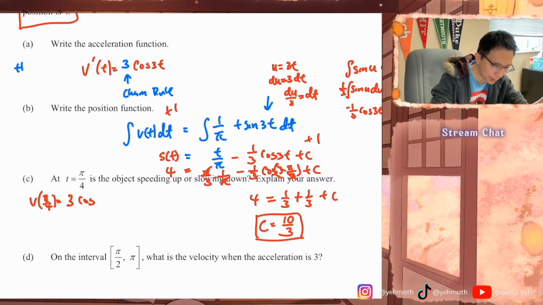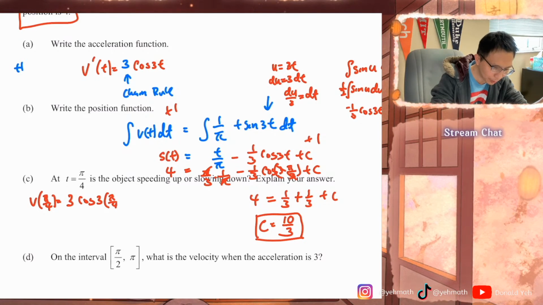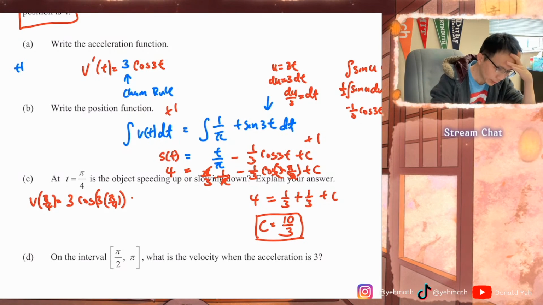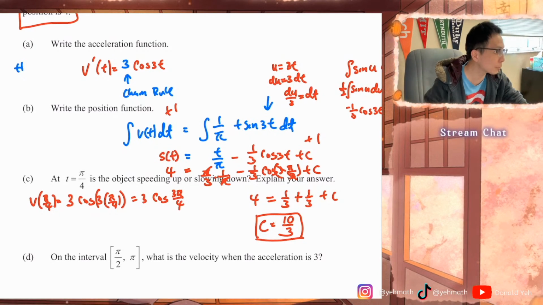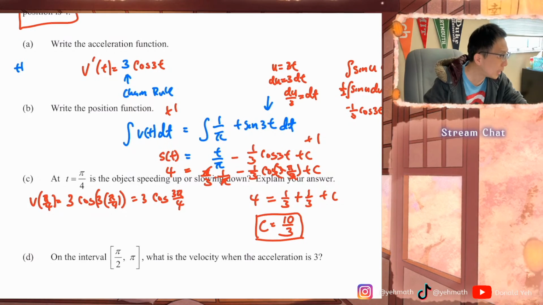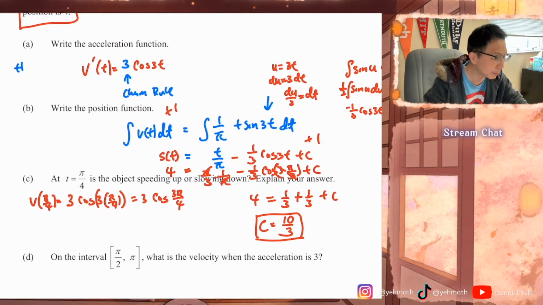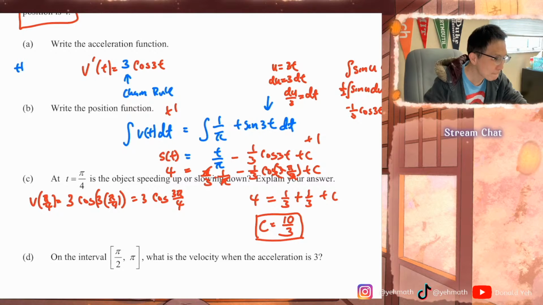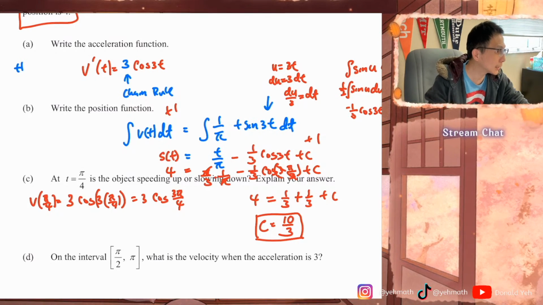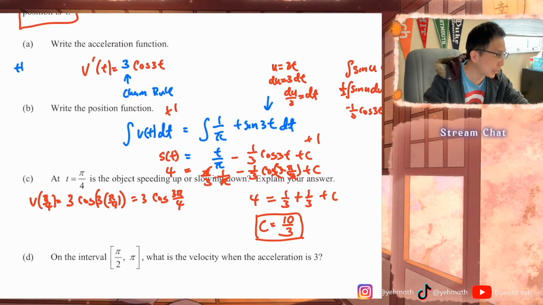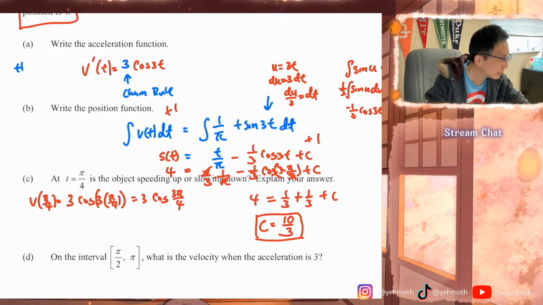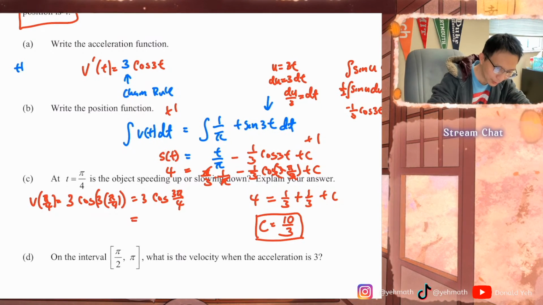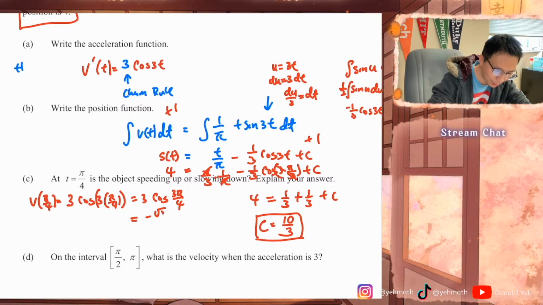So it'll be 3 cosine of 3 times pi over 4, and that's 3 cosine of 3 pi over 4. Now I'm going to ask you guys randomly. Let's see, who do I want to pick on? Jake, what's the cosine of 3 pi over 4? Negative square root 2 over 2. Good job. Thank you.